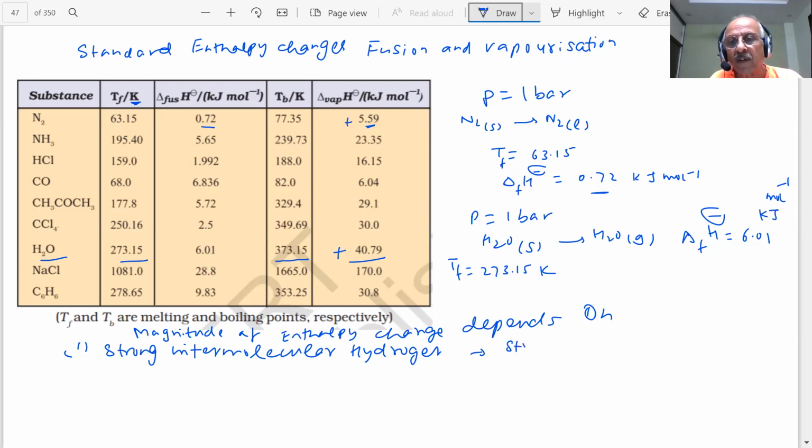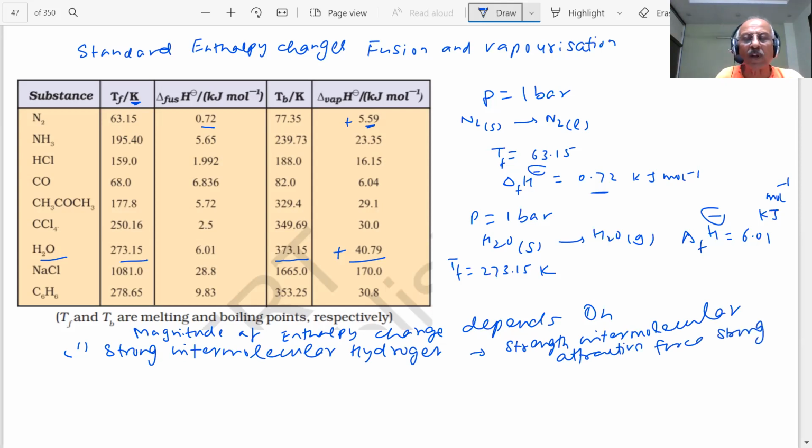The strength of intermolecular attractive force is strong. Okay? So what will happen to the value? The value will become high.